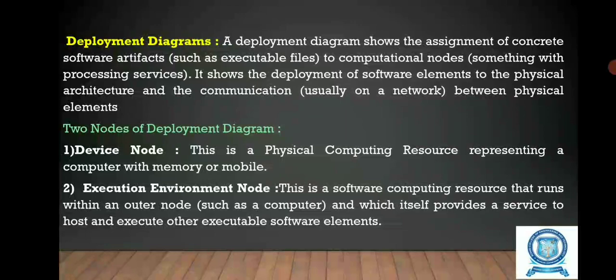First, let us see what is a device node. This is a physical computing resource representing a computer with memory, or a mobile. That is a physical node, which may be a computer or a mobile. An execution environment node is a software computing resource that runs within the outer node, maybe a computer, and which itself provides a service to host and execute other executable software elements.